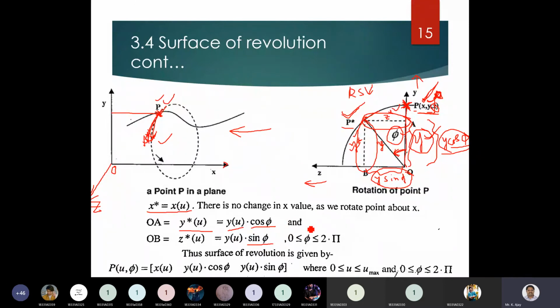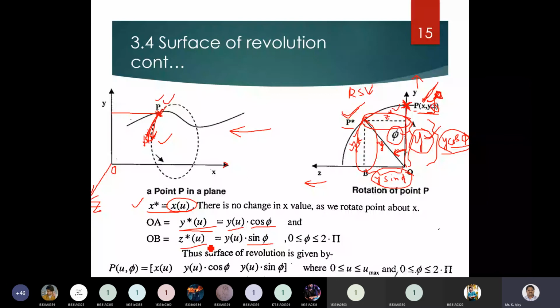Fine. So, what you should understand is, when you are trying to rotate a curve which is lying in the xy plane about the x-axis, the x star equation will be x of u only, whereas y, tell me.